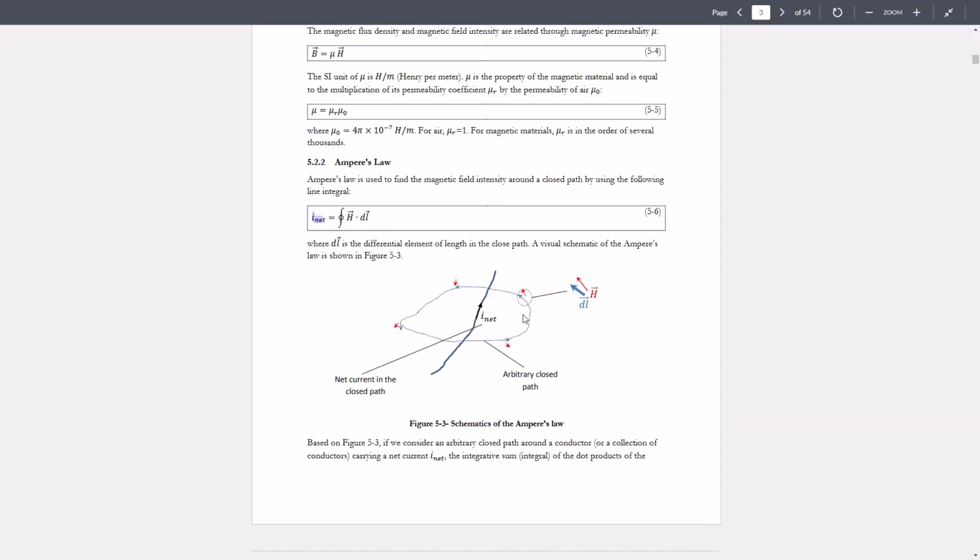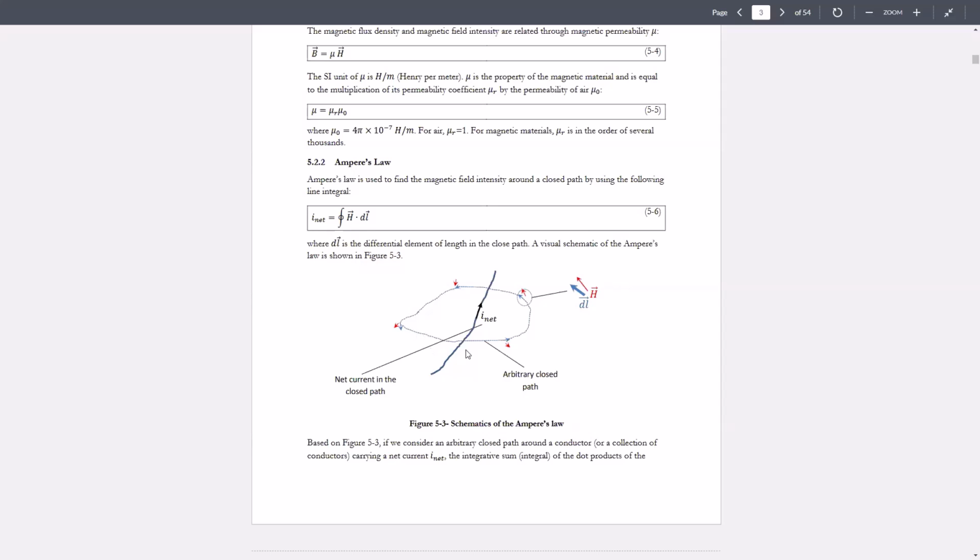Now, around that conductor in that certain area, there will exist a magnetic field that can be shown by its magnetic field intensity, or H. By Ampere's law, there is a certain relationship between the current existing in that conductor and that magnetic field intensity through a line integral. So what does that line integral mean?